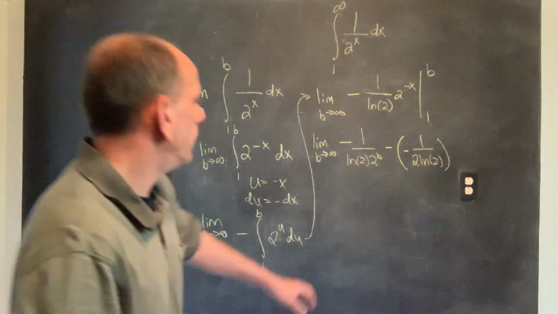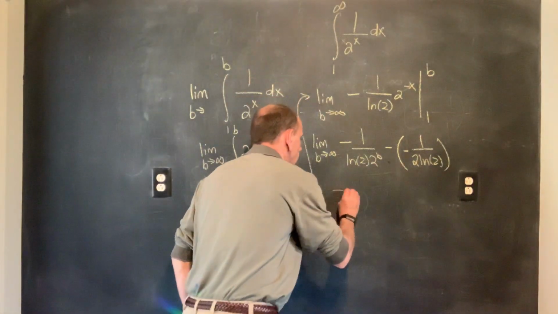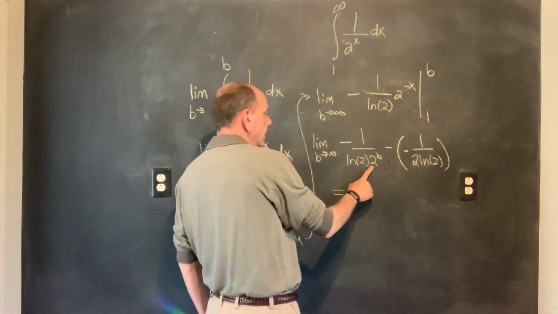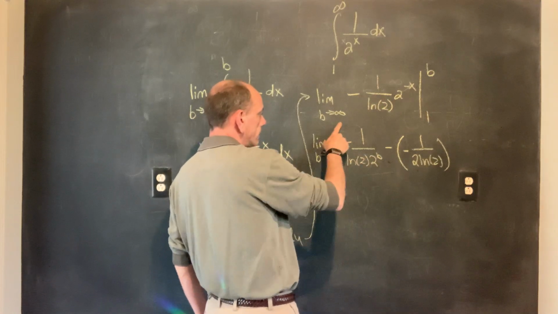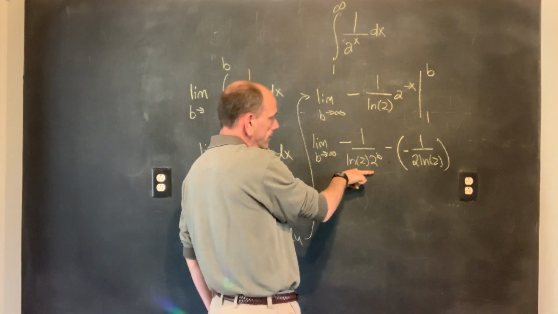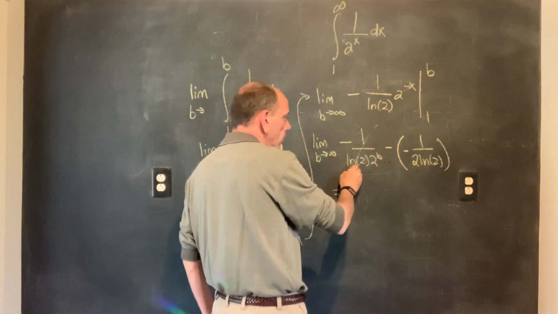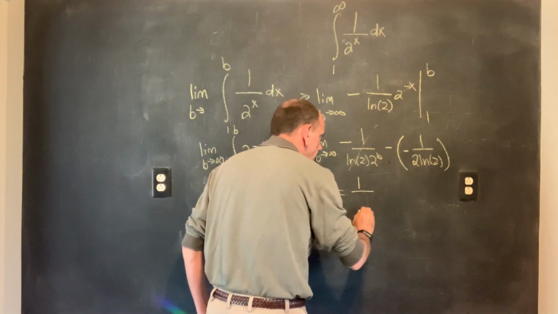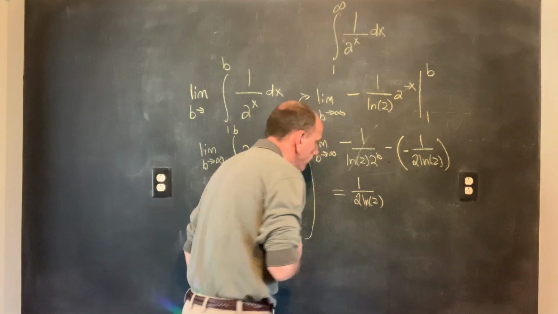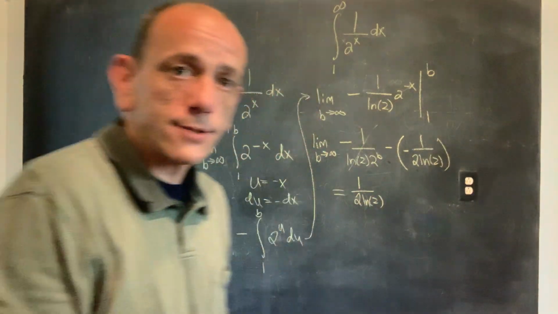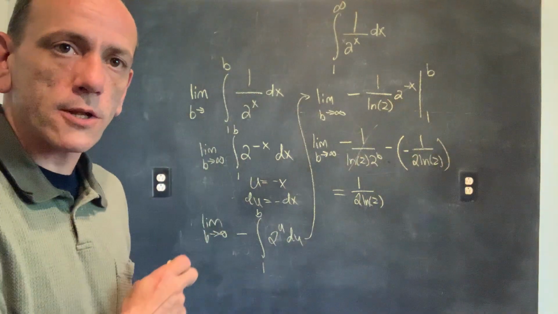Well, this is a constant, so that doesn't care about b. This is going to go to infinity as b goes to infinity. So this in the denominator means that's going to go to 0. So this will just go, and I get that it converges to 1 over 2 ln 2. Okay, now the integral has converged to that value.